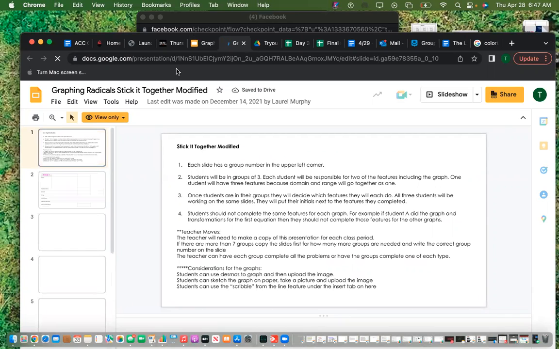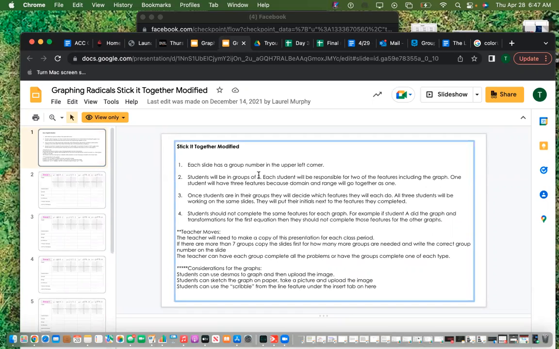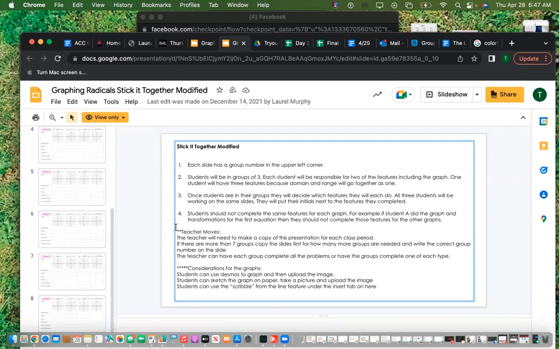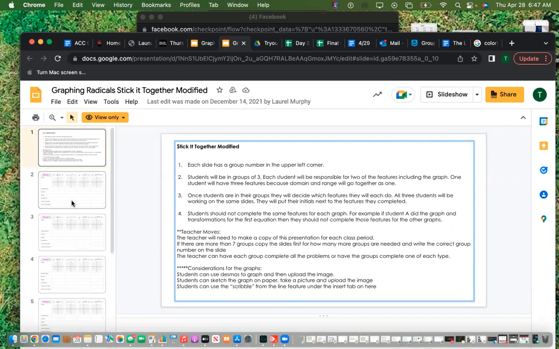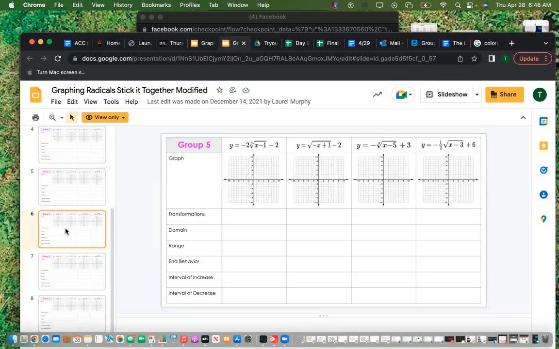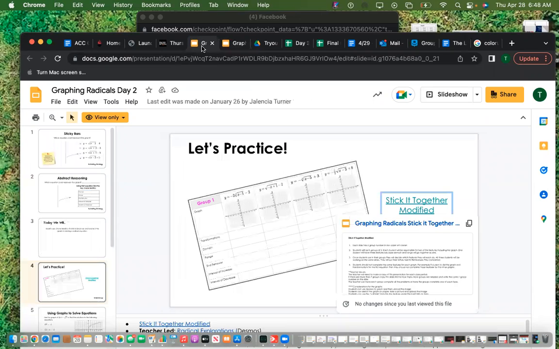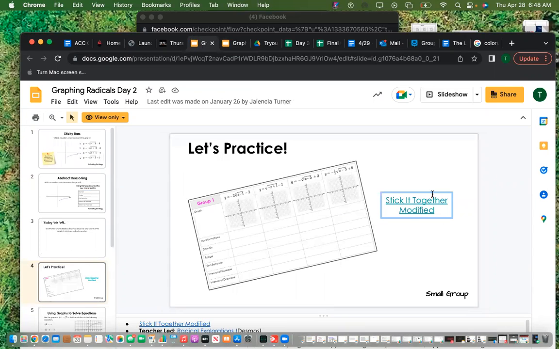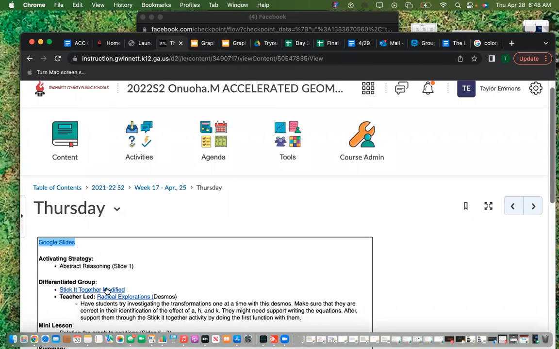You can work in a group. The group can only be a group of 3. I saw some people who were in a group of 5 last time we did groups, so please make sure that you're only in a group of 3. You need to all be working together, but you're going to complete this on your paper and turn this one in. So again, you're going to turn in the graphing, stick it together, modified. That document is right here.